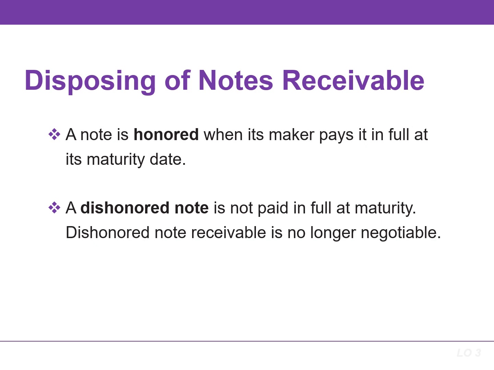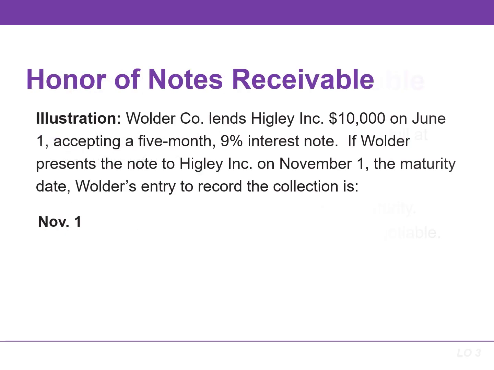If the lender expects that it will be able to collect, the two parties negotiate new terms. If there is no hope of collection, the note should be written off. To illustrate, let's assume that Wolder lends Higley $10,000 on June 1st, accepting a 5-month 9% interest note. The amount due at maturity is $10,375, which represents both the principal and the interest.